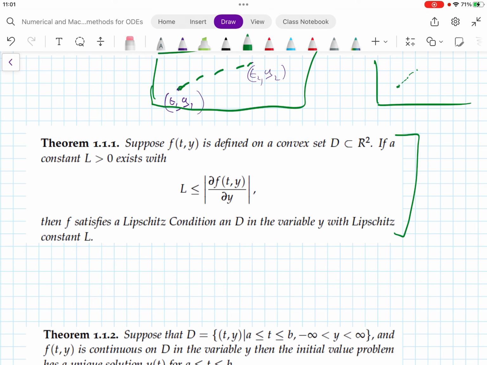We won't do the proof, but suppose f(t, y) is defined on a convex set D, which is contained in the real numbers squared. If a constant L exists such that the absolute value of the partial derivative of f with respect to y is less than or equal to L, then f satisfies the Lipschitz condition on D. Really, once again, it's saying no infinite jump. And we need that.